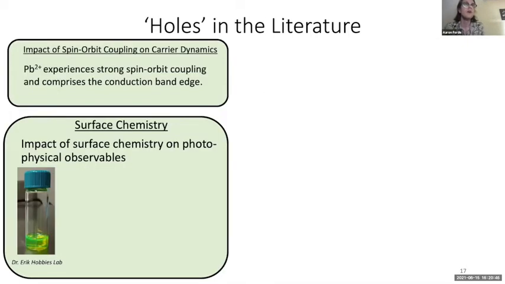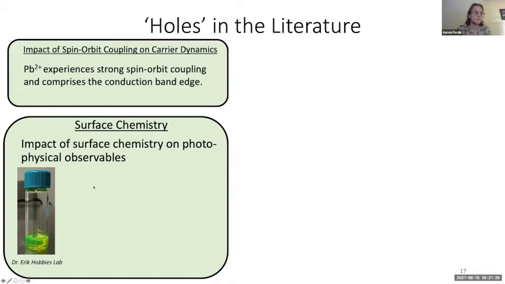So I guess the holes in the literature when these lead-halide perovskites were first published: one of the interesting ones for us computationally was the impact of spin-orbit coupling on the carrier dynamics, because the lead ions experience very strong spin-orbit coupling, and they compose much of the conduction band. And spin-orbit coupling usually isn't incorporated into a lot of dynamics simulations. So that was one of the main holes in the literature when first starting my research.